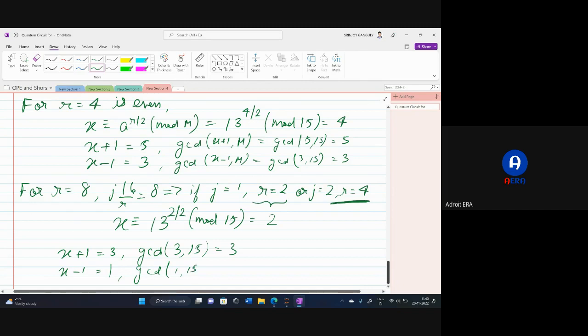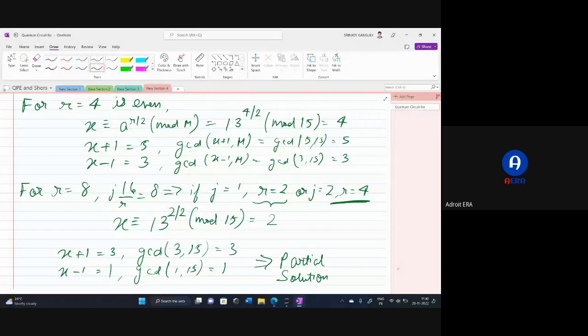1 comma 15 is equal to 1. Okay, therefore, as you can see, it gives only the partial solution. For r is equal to 8, we are only able to see a partial solution. But for r is equal to 4, we are able to get a full solution. Solution means when you multiply those two values, you should get 15, right? Here you are able to get one of the factors, 3, but not the other one. The other one is 1, right? Therefore, this is a partial solution.